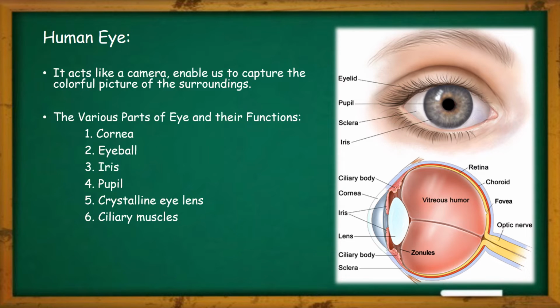Next is ciliary muscles. It is also a very important part of our human eye. It helps to change the curvature of our eye lens and hence changes its focal length so that we can see the object clearly placed at different positions.